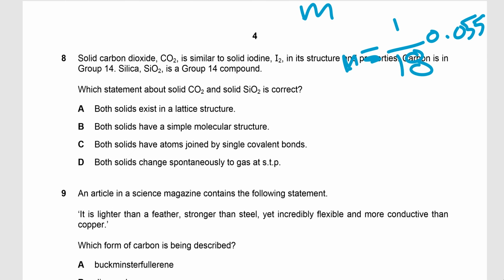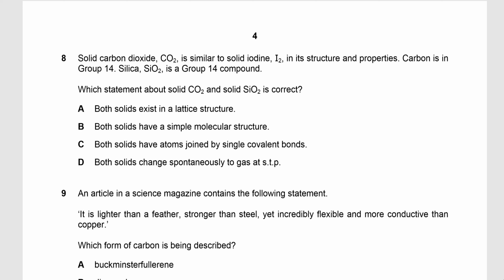Question 8. In question 8, it's a little bit tricky. You have solid carbon dioxide. It's similar to solid iodine in its structure and properties. Carbon is in group 14, and silica, which is silicon dioxide, is a group 14 compound. So, which statement is true about carbon dioxide and silicon dioxide?